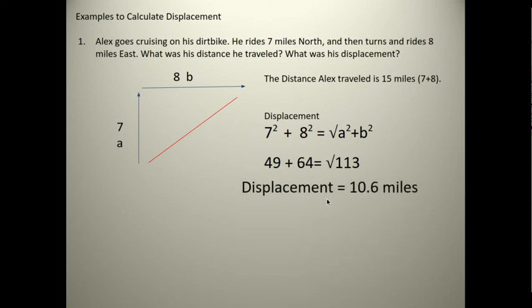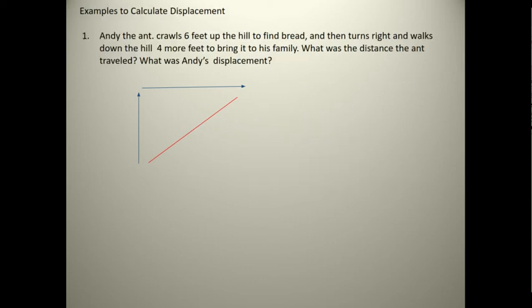And when I do that, our displacement is 10.6 miles. So even though Alex traveled a total of 15 miles, he was only 10.6 miles away from where he started. And again, displacement will always calculate out to be less than the actual distance. Here's another problem.